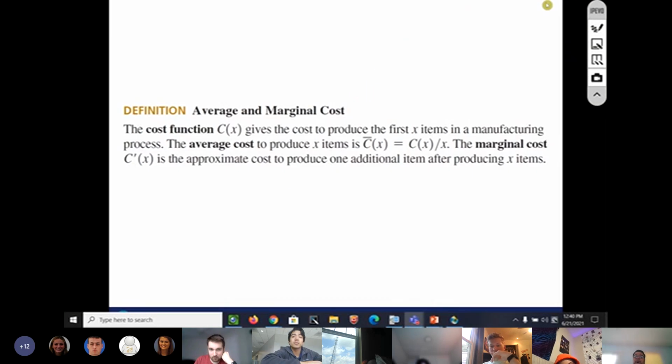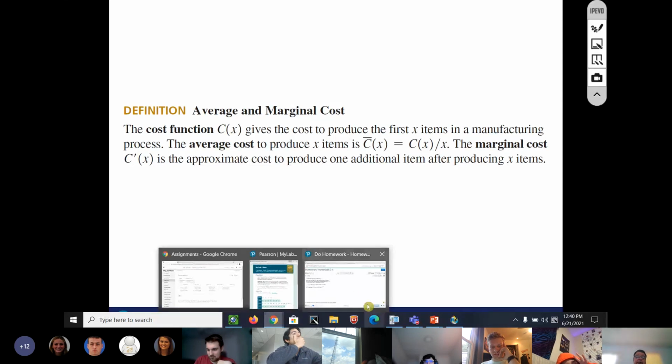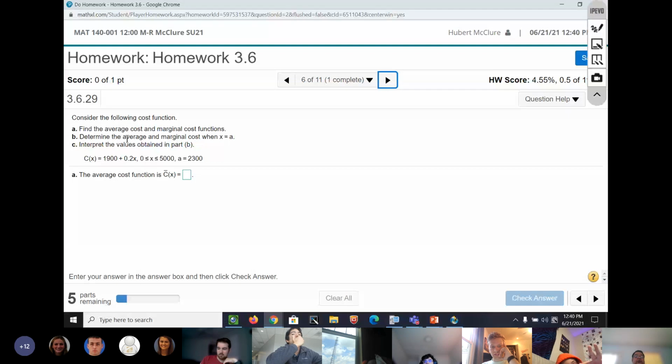Oh, let's look at the first question, if I can get back to it. There we go. Find the average cost and the marginal cost functions. We did that. Determine the average and marginal cost when x is equal to a. So plug in the average and marginal equation at 2300. Well, you can't do it for the marginal cost, but you can do it for the average cost. So go ahead and do that.